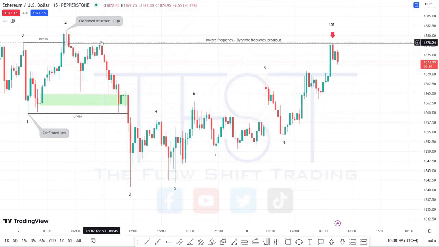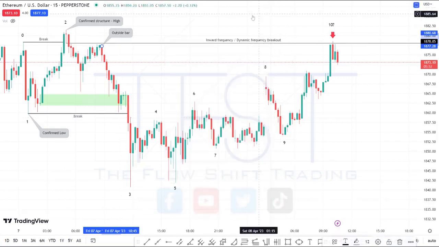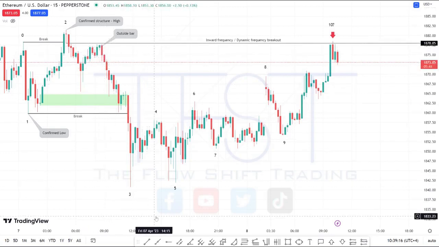So, the candle wicks were surpassed, hence the name dynamic frequency breakout. And right after the price went back there, it tested the dynamic frequency breakout, or actually did not touch it. Another outside bar comes, or most commonly known as an engulfing candle, which completely engulfs the previous candle. And there the price plunged.